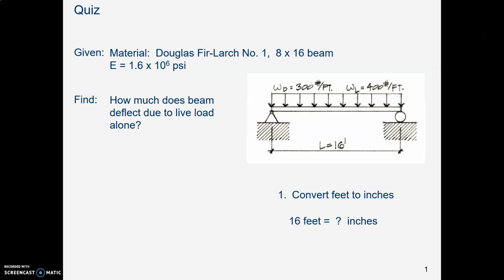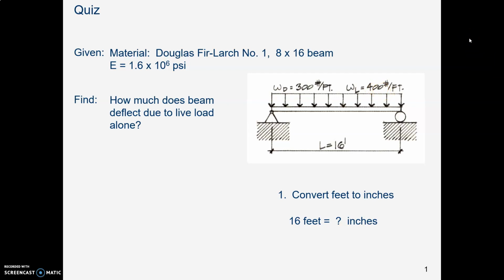Now let's work on solving a problem with deflection. This is the beam that we're going to look at in the quiz you're doing. As you can see, it's a simply supported beam, one support at each end. It's got a distributed load, and they tell us about the dead load. The dead load, distributed load, little d, is 300 pounds per foot. The live load is an additional 400 pounds per foot.